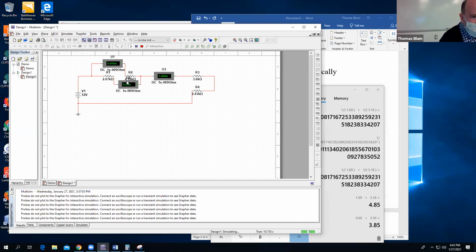Okay, more current goes through the bottom. The 2.67 is a smaller resistance than up here, so more current. It's the easy way out. This is a smaller resistance, so more current will go through the smaller resistor than the bigger resistor.